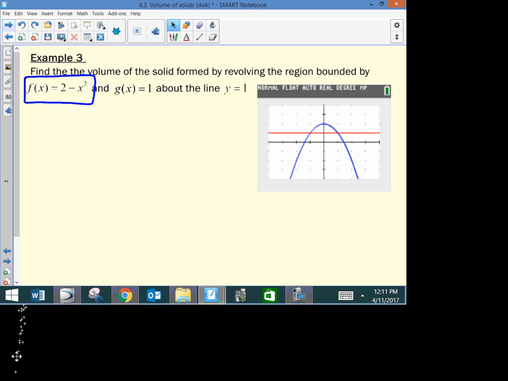If you all are color coding, it makes a huge difference for me anyway. The red is, remember, that's y equals 1, a horizontal line there. And we're revolving about y equals 1. Okay. So, first of all, let's shade in what the boundary is that we're going to rotate.